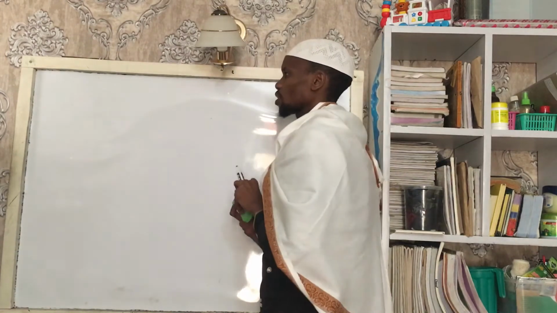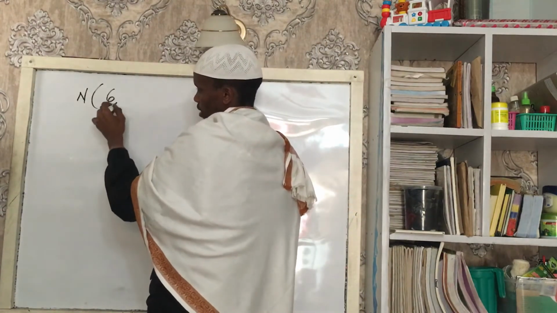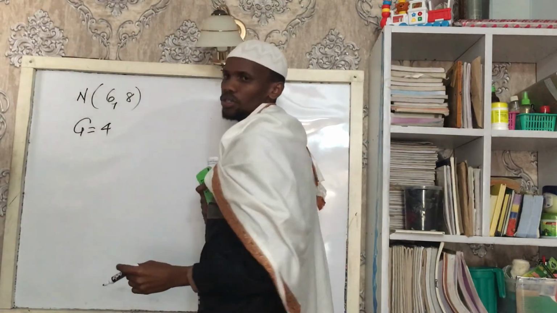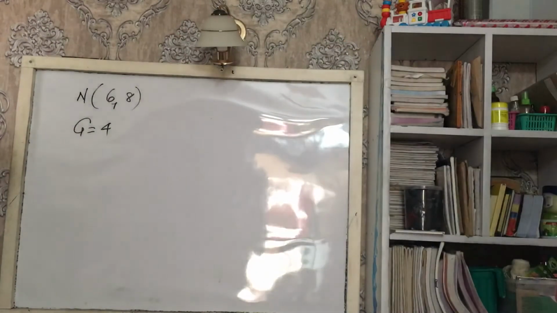Look for the equation of a straight line of a point n given as 6, 8, and the gradient is equal to 4. Get the equation of a straight line. The point is n, 6, 8, the gradient is 4.